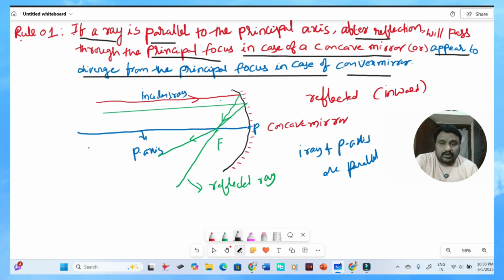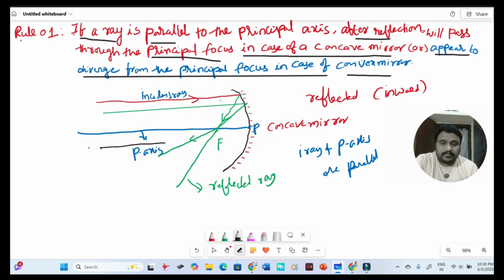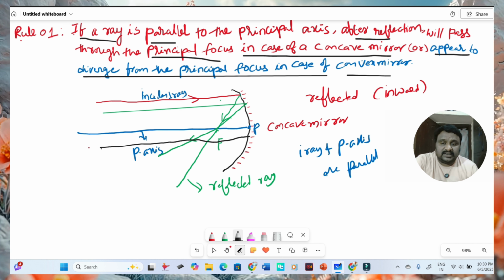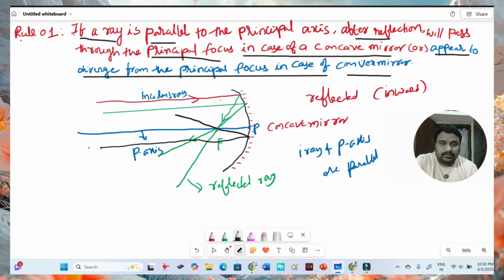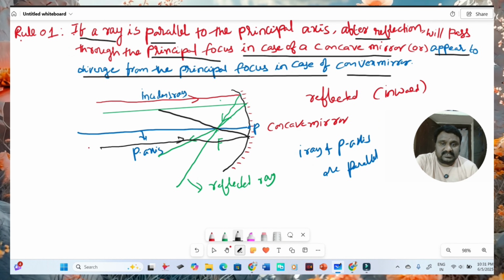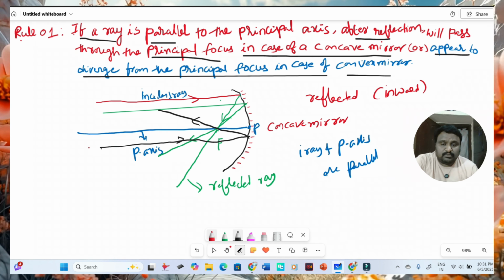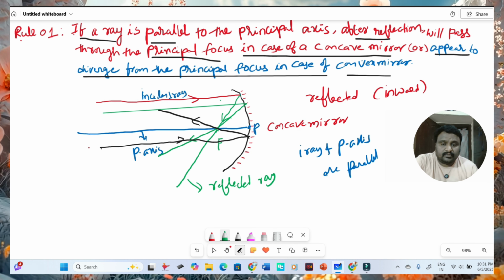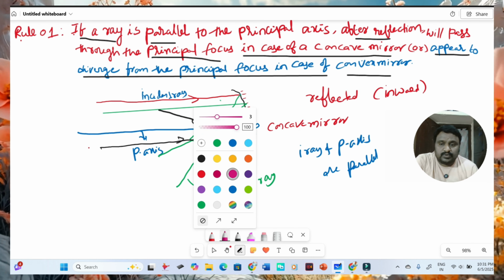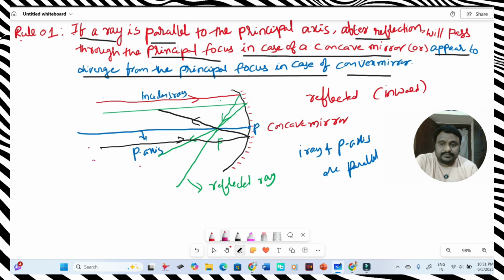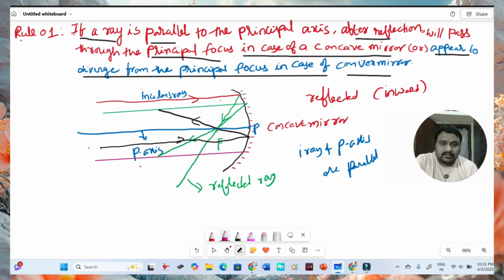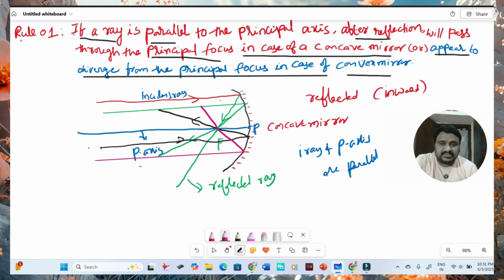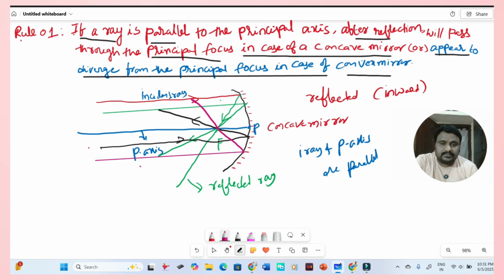In case of a concave mirror, this is another ray that is also parallel to the principal axis, and after reflection it passes through the focus, again like this. Next, I'm going to draw one more light ray here. It is parallel to the principal axis, and after reflection, it is passing through the focus. So this is for the concave mirror.